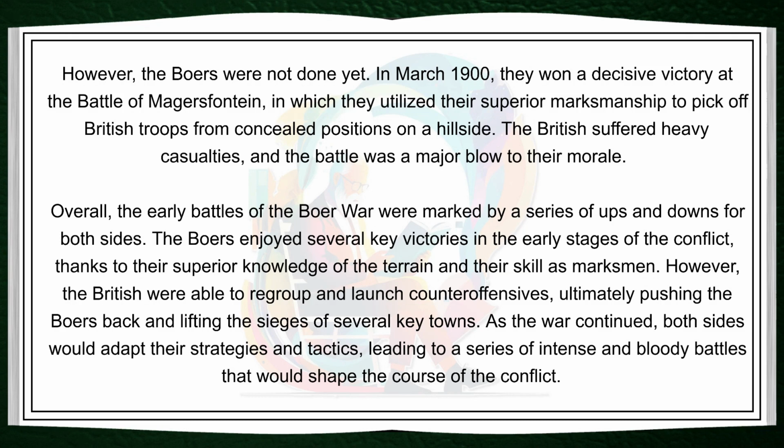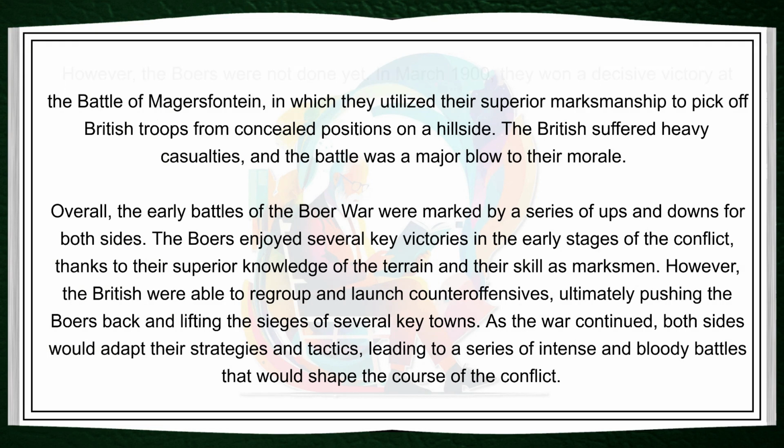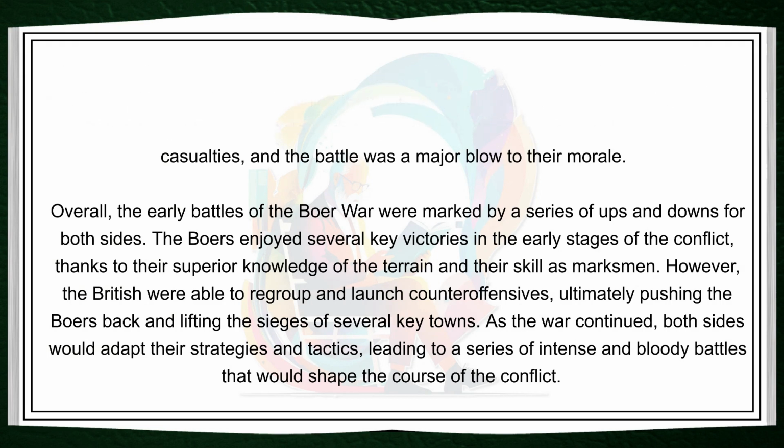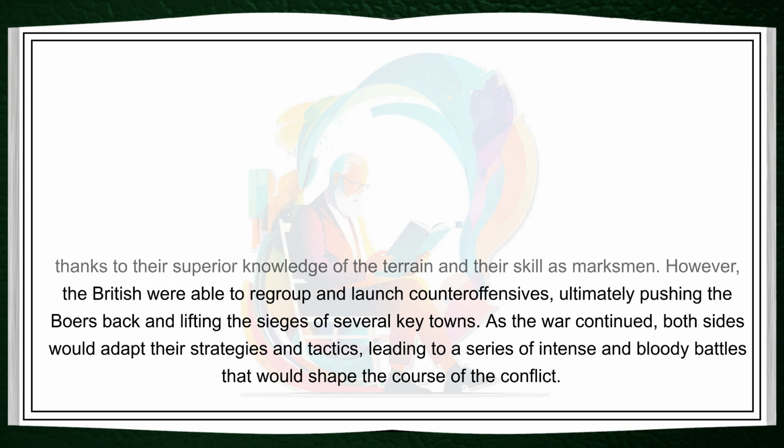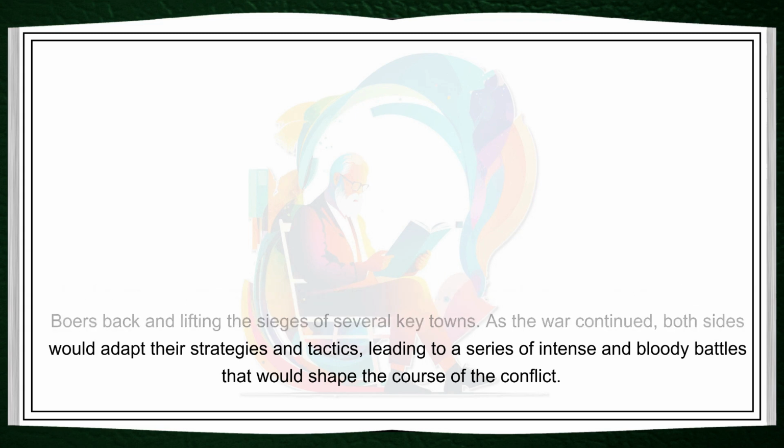Overall, the early battles of the Boer War were marked by a series of ups and downs for both sides. The Boers enjoyed several key victories in the early stages of the conflict, thanks to their superior knowledge of the terrain and their skill as marksmen. However, the British were able to regroup and launch counteroffensives, ultimately pushing the Boers back and lifting the sieges of several key towns. As the war continued, both sides would adapt their strategies and tactics, leading to a series of intense and bloody battles that would shape the course of the conflict.